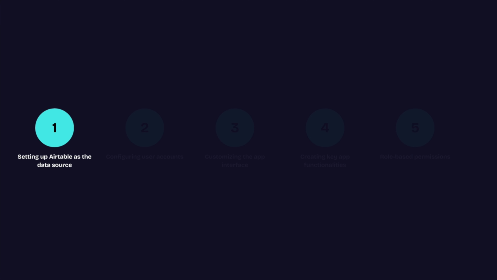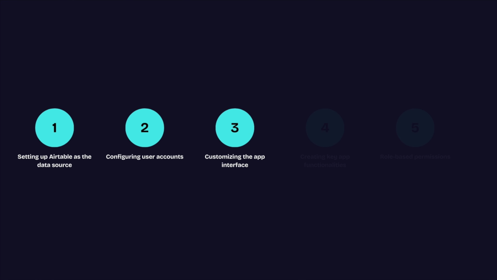So there are 5 key things that we're going to be going over today. First of all, I'm going to show you how to set it up, how you can make Airtable your database inside of your Glide app. Then I'm going to show you how to configure user accounts, because if you want every single one of your users to have a login, there's a certain setup that you're going to need. Then I'm also going to show you the basics of configuring the app interface, how you can set up screens, how you pull in lists, and how you can display Airtable data inside of your app.